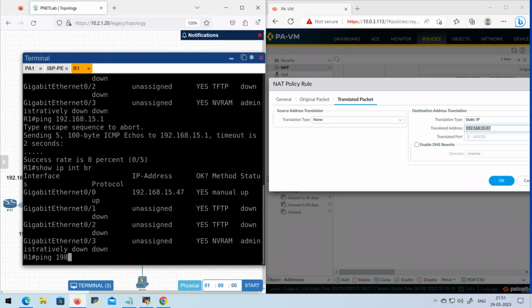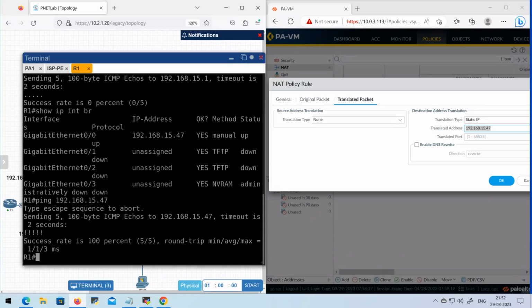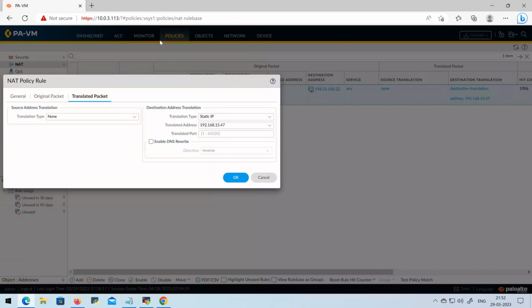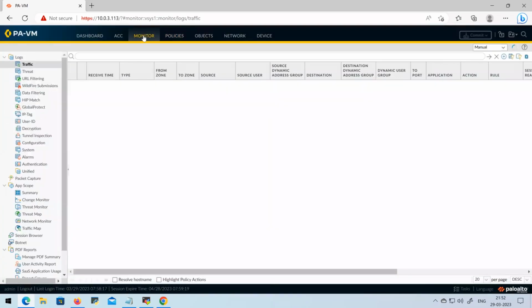Sometimes this thing happens in your simulation. 15.47, yeah, its own interface is pinging, but not this. Is there a firewall rule? No, IP 15.1 will not have a firewall rule. I don't think so, because again, it's a directly connected interface.